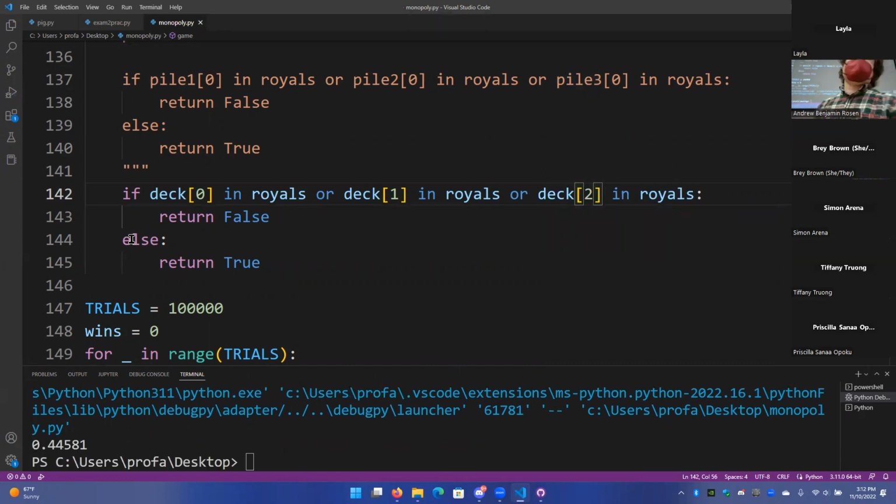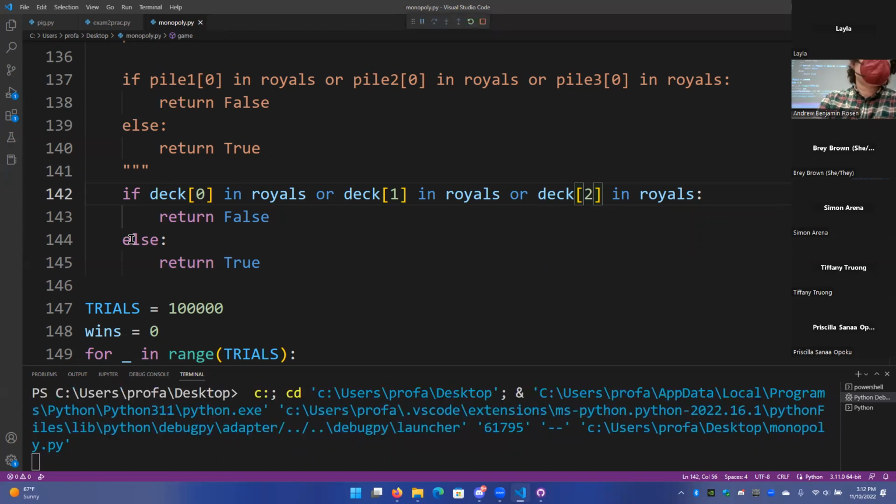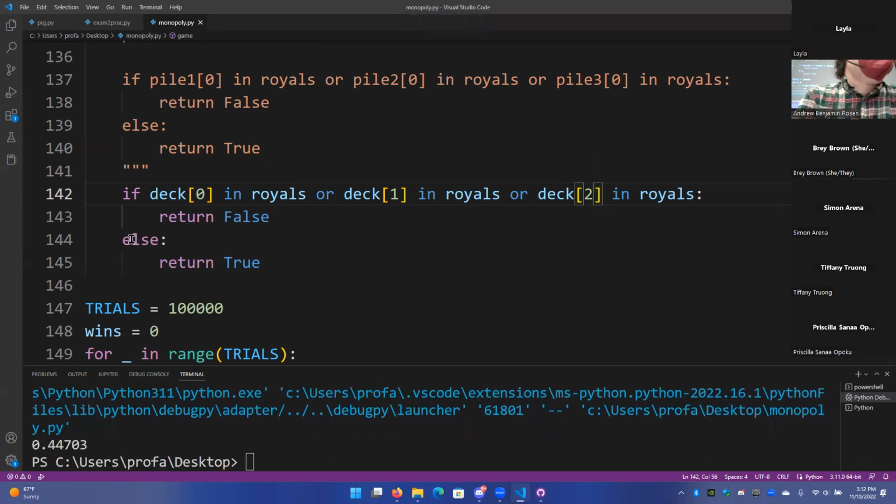Still comes out to 44%. So not a game that you could, if you're cheating at it, you'll win consistently, but it's enough. It's enough to make a difference. Again, these small rates of wins add up over time.